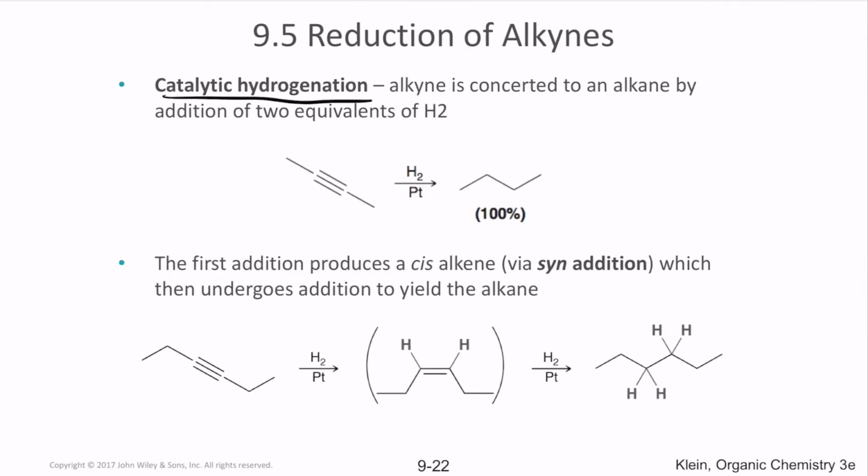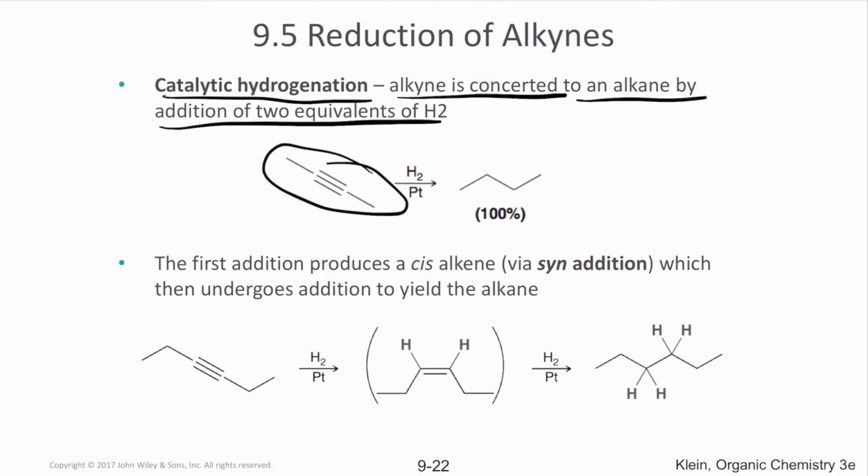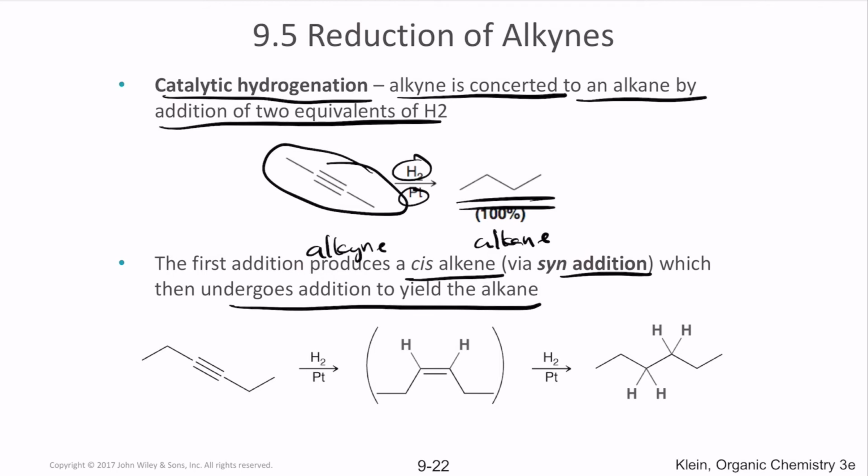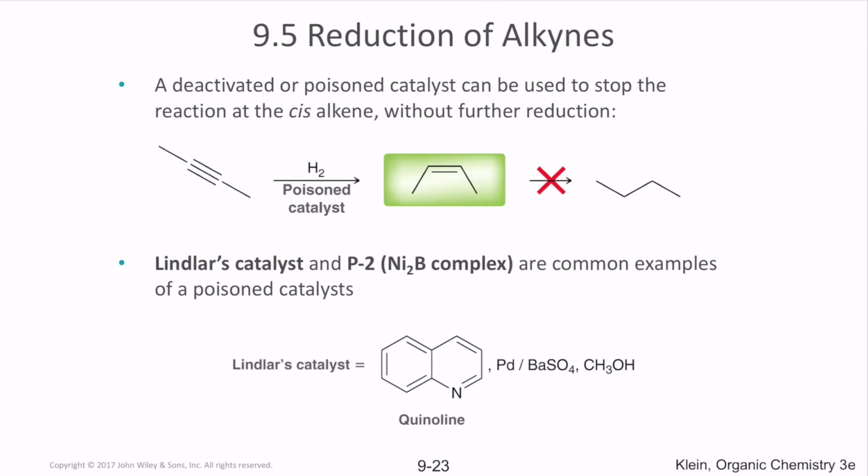Now, catalytic hydrogenation is where an alkyne is converted to an alkane by the addition of two equivalents of hydrogen. So again, this is catalytic hydrogenation, where we use a metal and hydrogen to create the alkane. So we are basically converting an alkyne into an alkane. The first addition produces a cis alkene via syn addition, which then undergoes another addition to yield the alkane. So first it creates a cis alkene, which is generally unstable, and under further hydrogenation creates the alkane.